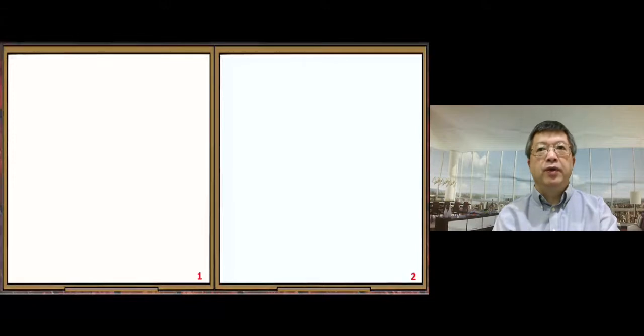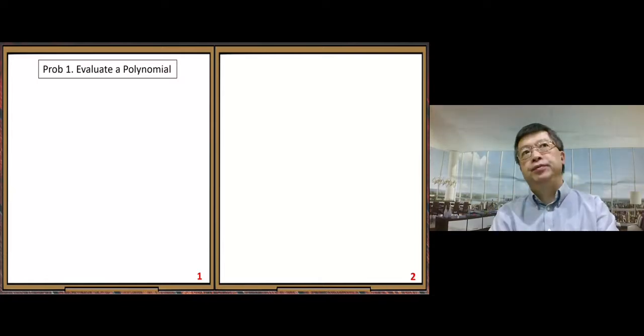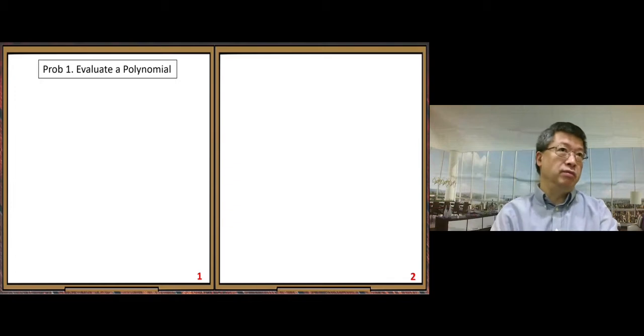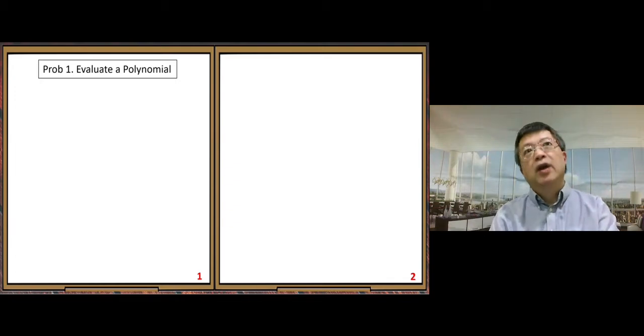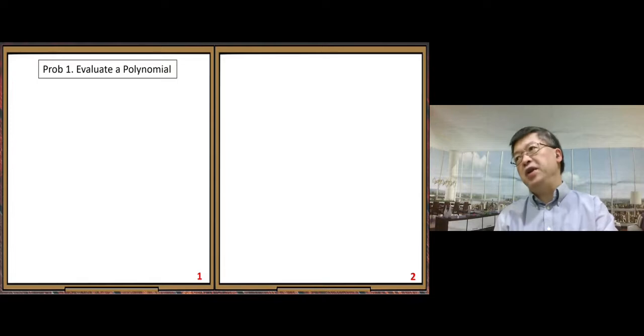So we start with a very simple problem. Our problem 1 for this class: evaluate a polynomial. First, it is a very simple problem because we know how to evaluate a polynomial, right? Because we have done that many, many times. Nobody even thinks about it, because it is so simple. But here you actually have a lot of things to do in order to do an efficient evaluation.